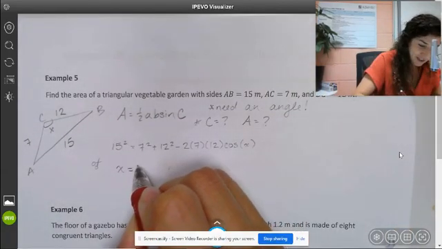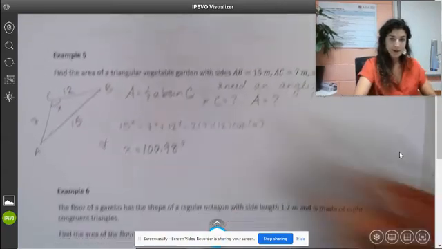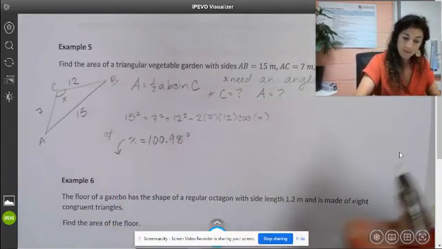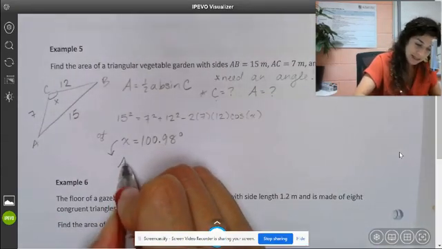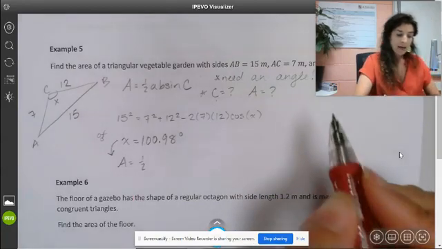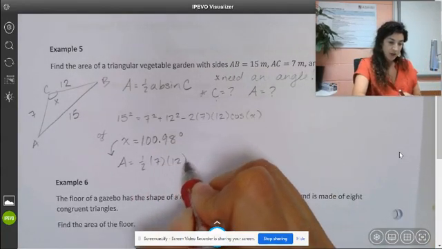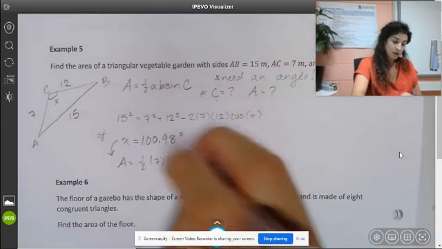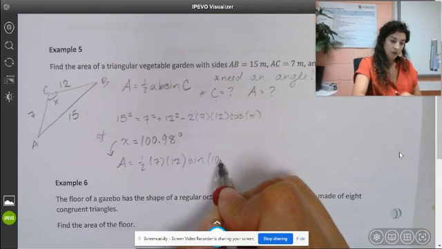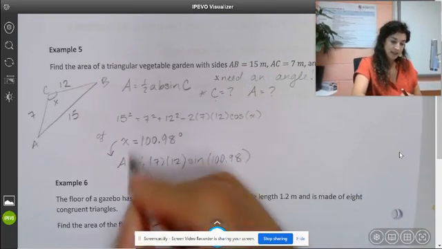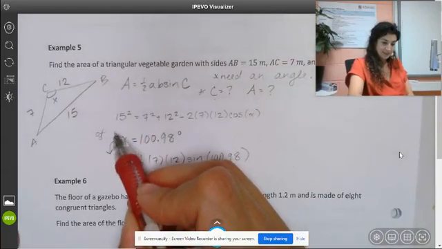We should have gotten that the angle is about 100.98 degrees. So then we can use that information to solve for the area, because we solved for the first piece. Now we need to solve for the second piece. Area equals 1/2. And remember, it's the side length on either side of that angle. So we'll take 7, 12, and then, oh, not cosine, sine of that 100.98. Go ahead and find out what the answer is.